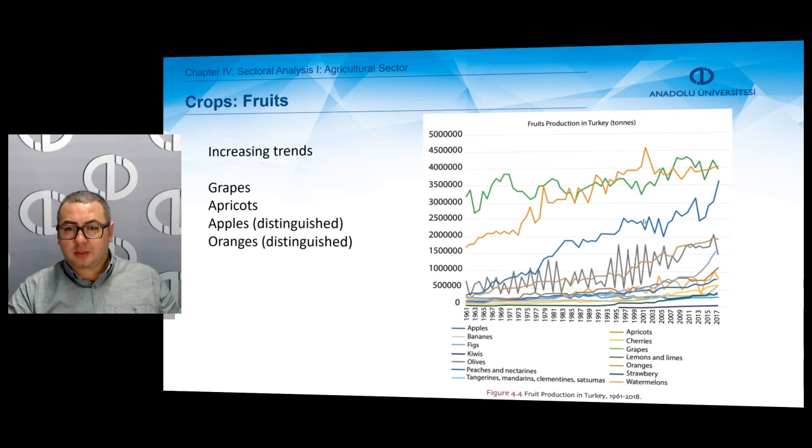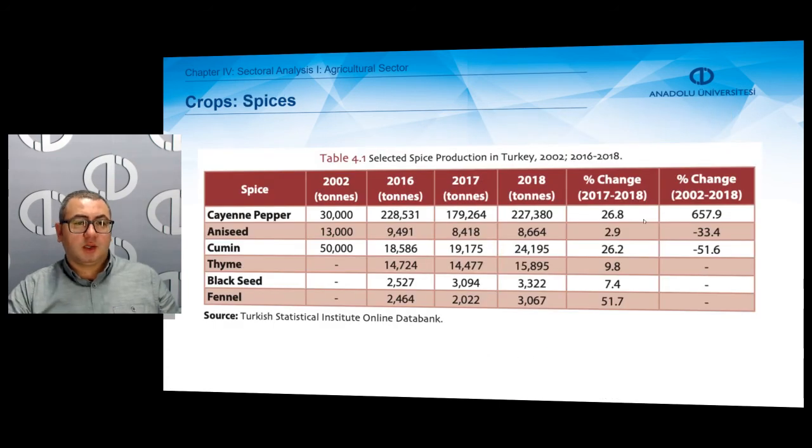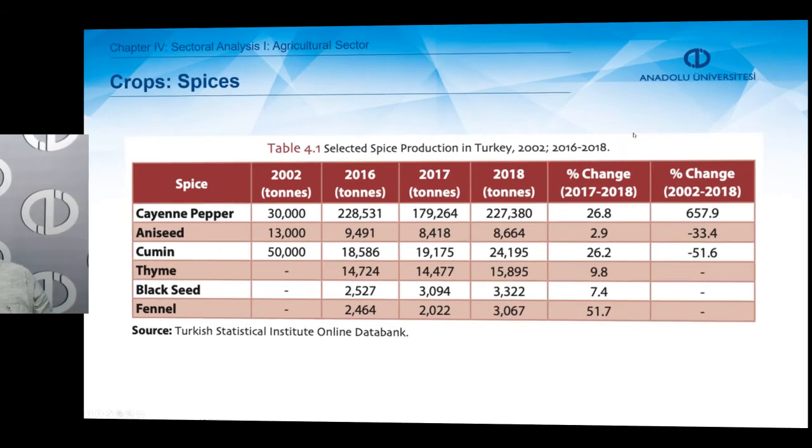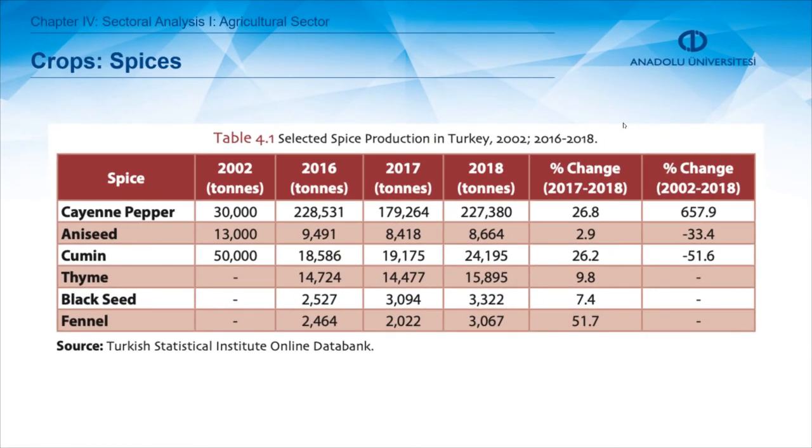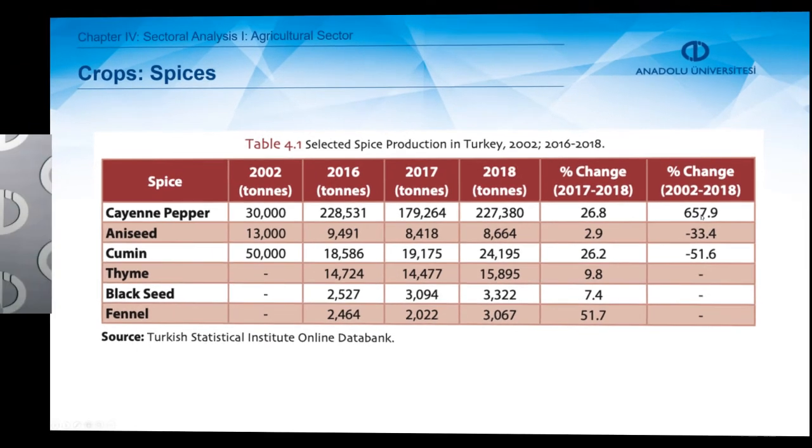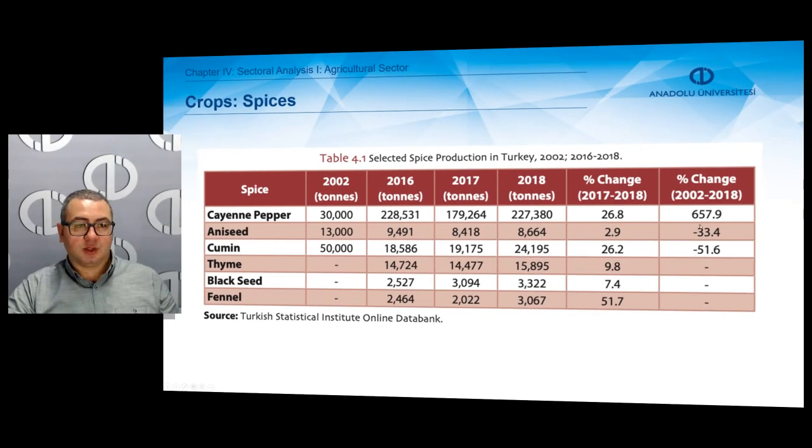And when we look at spices, we see a very sharp increase in cayenne pepper between 2002 and 2018 with a 657.9% increase. Yet we see a decrease in the production of aniseed and cumin between the same period, which is 2002 and 2018.